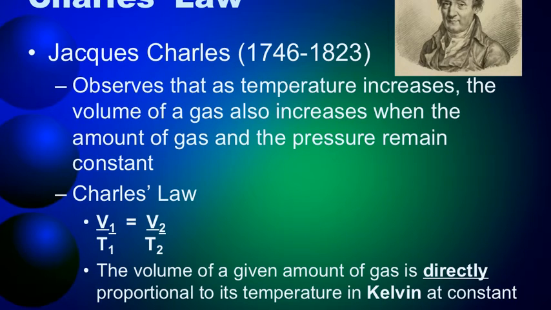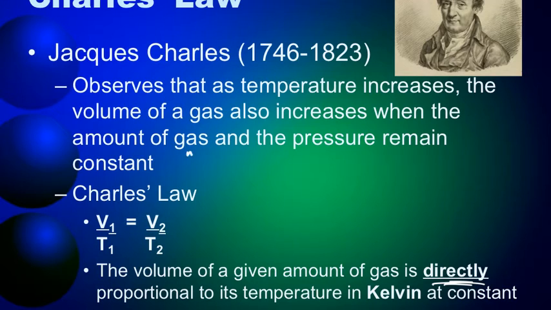The second gas law is Charles' law. It's named after a French scientist, Jacques Charles, who lived in the mid-1700s to early 1800s. He is going to notice a relationship between temperature and volume, V and T. He's going to notice that it is directly proportional, which we talked about just a minute ago. So he observes that as temperature increases, the volume of a gas also increases when the amount of gas and the pressure remain constant.